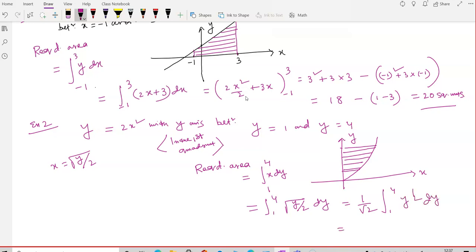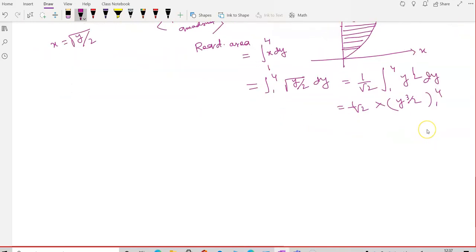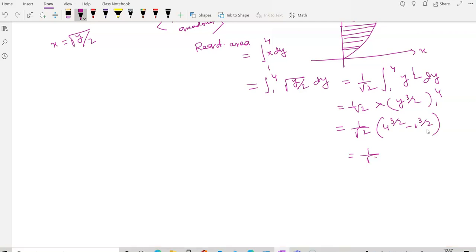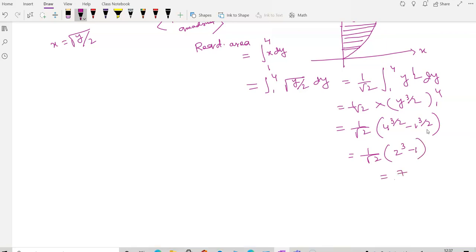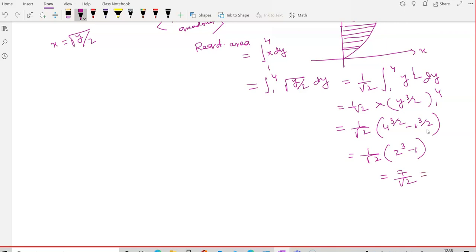dy, just 1 by root 2, y to the power 3 by 2, from 1 to 4. Okay. So this will be 1 by root 2 times 4 to the power 3 by 2 minus 1 to the power 3 by 2. So 1 by root 2, 2 square, 2 cube minus 1. 2 cube is 8. Your answer will be in the same manner. It is 7 root 2 by 2 square units.